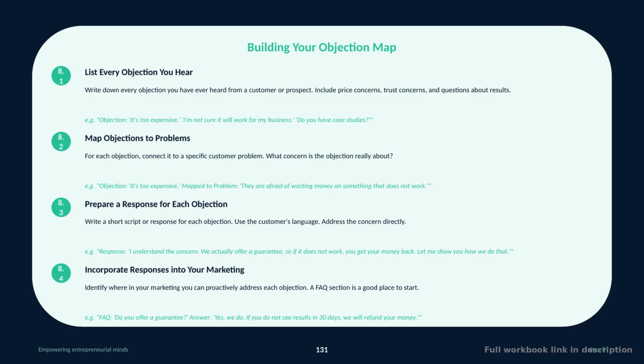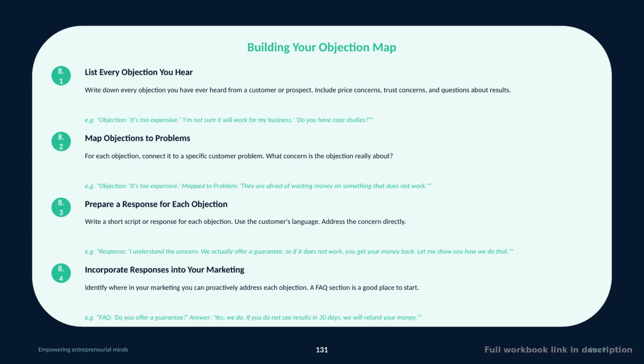Next, map objections to problems. For each objection, connect it to a specific customer problem. What concern is the objection really about? For example, objection: it's too expensive. Map to problem. They are afraid of wasting money on something that does not work.